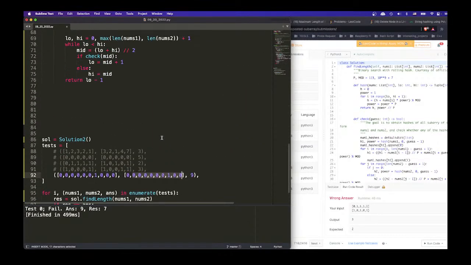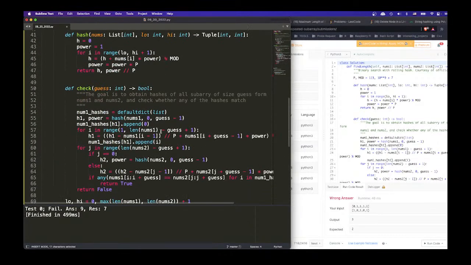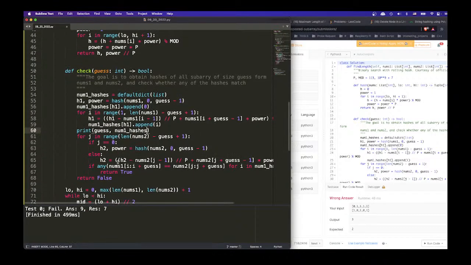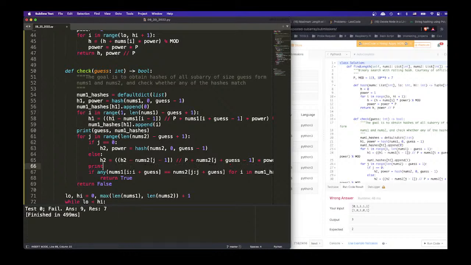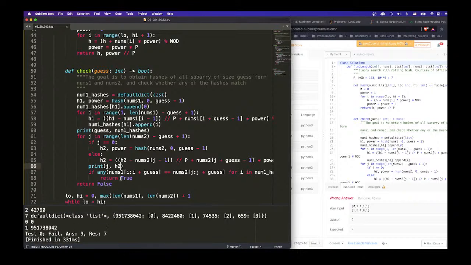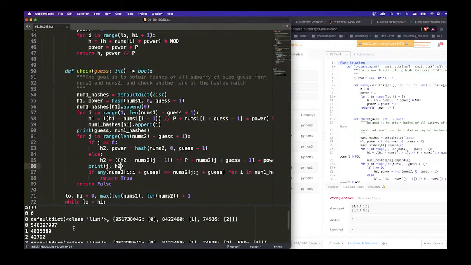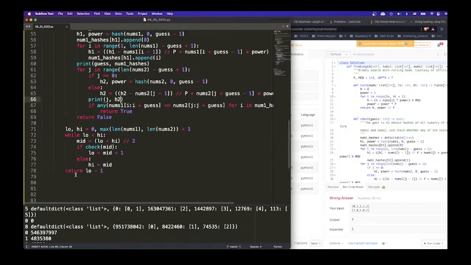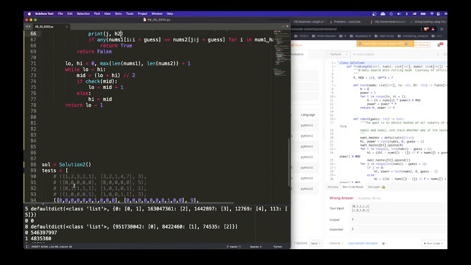Why 9 is not right? The heck? Guess nums1 hashes. H2. Guesses. We never go to 9. That is bonkers. What?